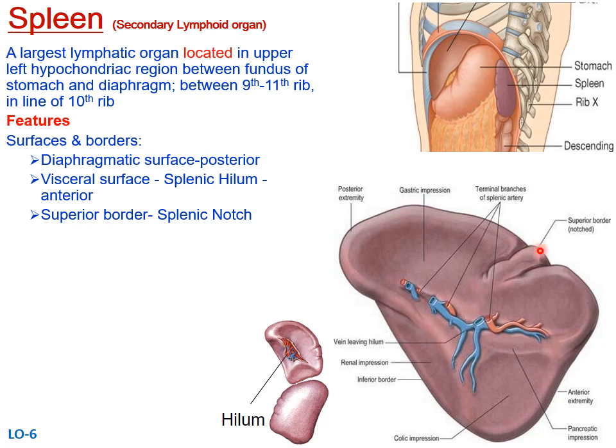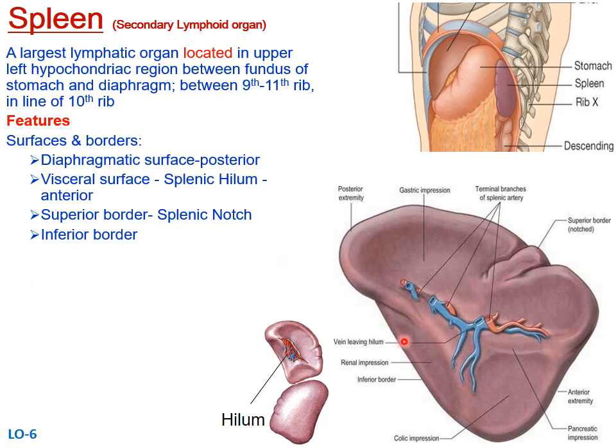There are two notches here. So this is called the notched border. The anterior border is also called the notched border. This notching is only present in the superior border, so this is also called the splenic notch.